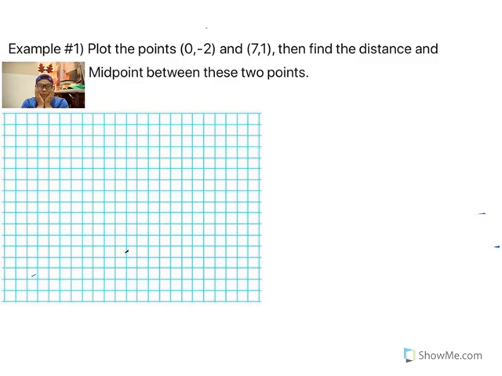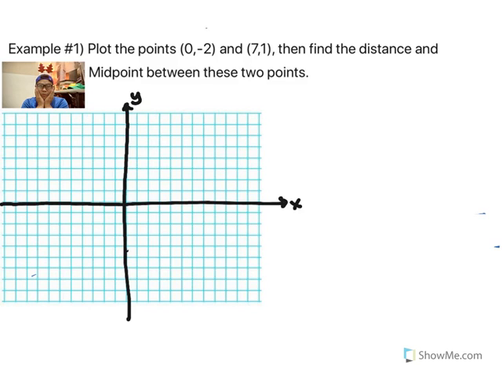These two examples that I'm going to show you in this video will help you answer two of your quiz questions. Okay, so the first question is, plot the point 0, -2, and 7, 1, and then find the distance and the midpoint between them. Plotting points on a coordinate plane, the xy axis, is a prerequisite skill you should have coming into this class.